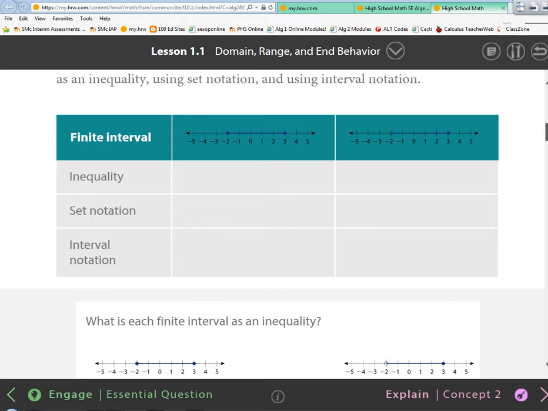So try this. In your notebook, quickly see if you can take these two intervals that are graphed and write each of those intervals in the 3 different ways that we talked about.